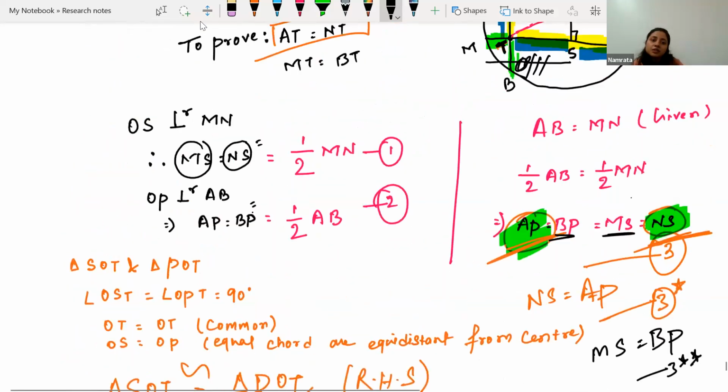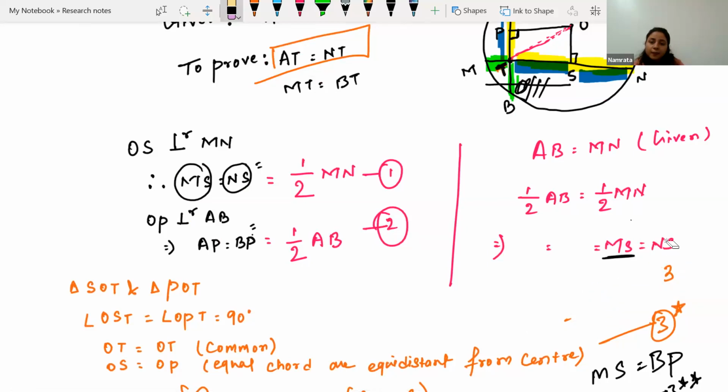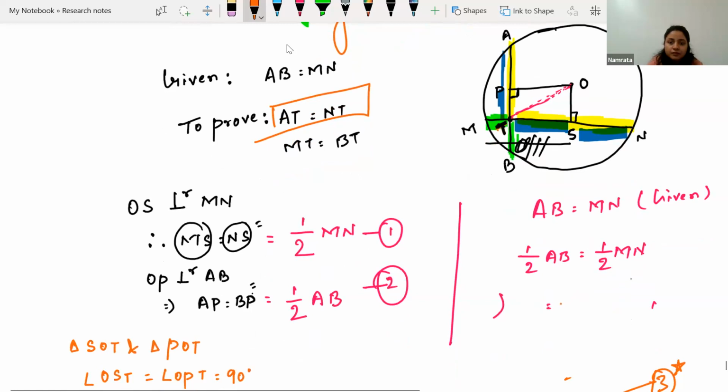If in equation number 3 you are getting confused, then you can write directly that half of AB is equals to half of MN. That means we can take from here that AP is equals to NS, equation number 3, and we can also take half of AB, that means BP is equals to MS, equation number 4.